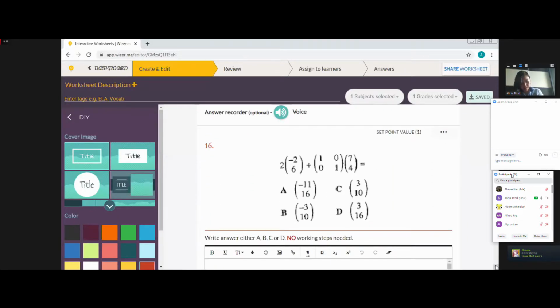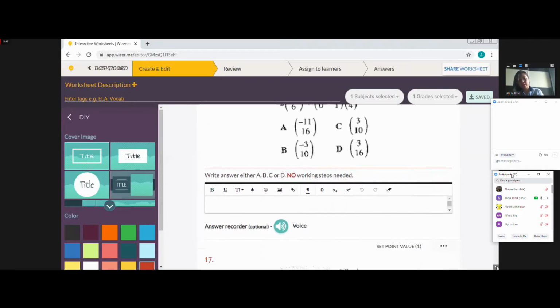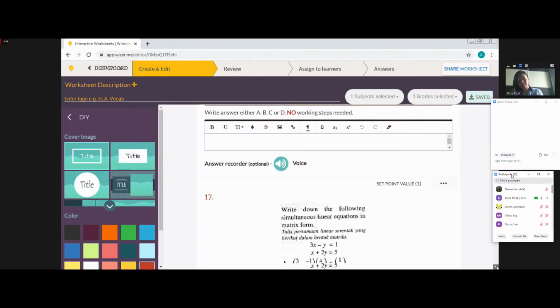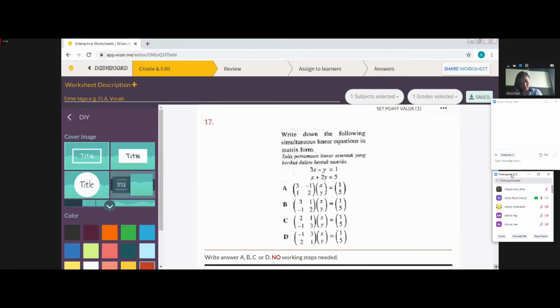Number 16, the answer is D. Hopefully you are alert. There's an identity matrix, so you don't go and expand this. So 16 is D. 17, let's see. Is this the version? All right, 17 is A.